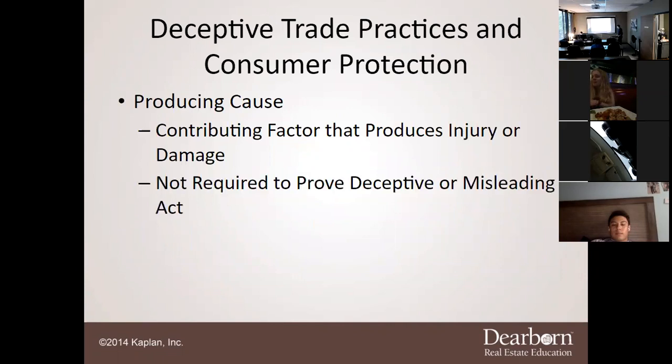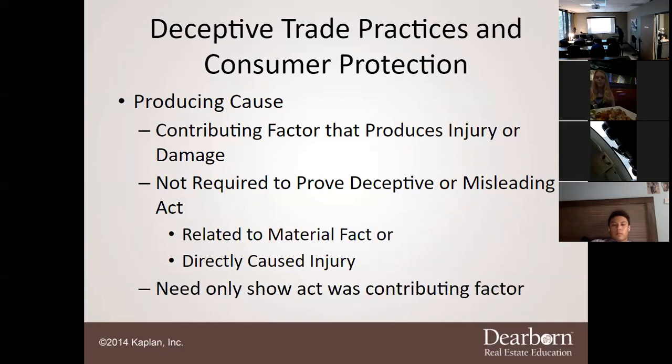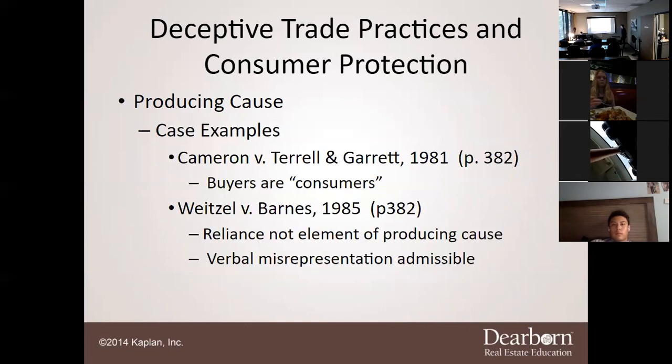So producing cause, here's a couple more. Producing cause is a contributing factor that produces injury or damage. And it's not required to prove a deceptive or misleading act. It's also related to a material fact or directly caused injury. And you need only to show that the act was the contributing factor to sue for that. And there's a couple cases from that one as well. 1981 with buyers or consumers, and 1985, reliance was not the producing cause, and verbal misrepresentation is admissible or can be admissible.